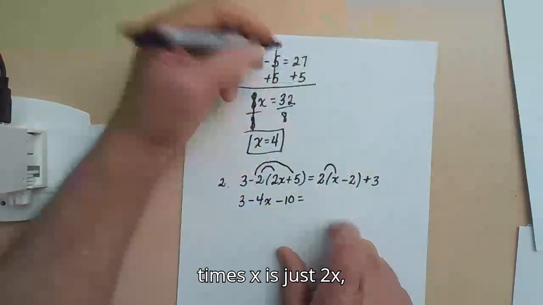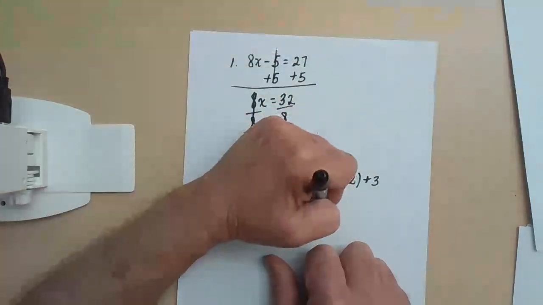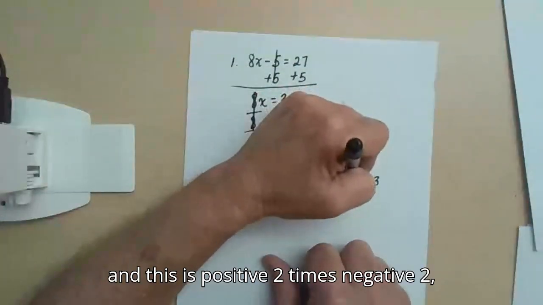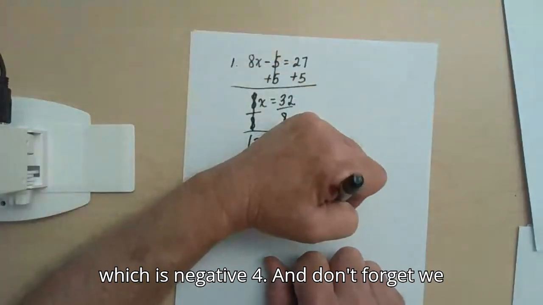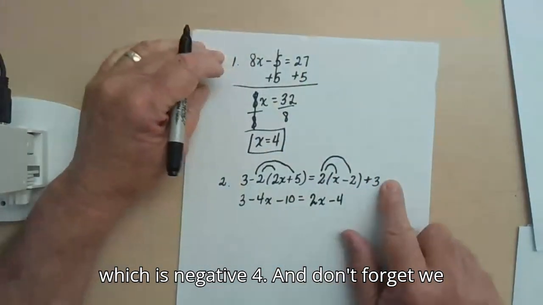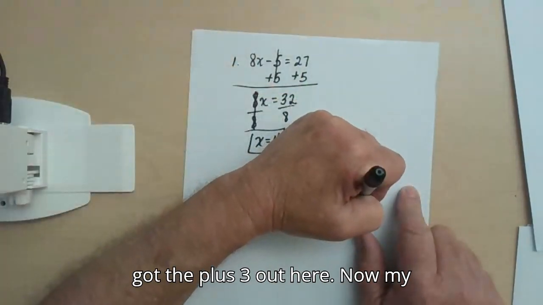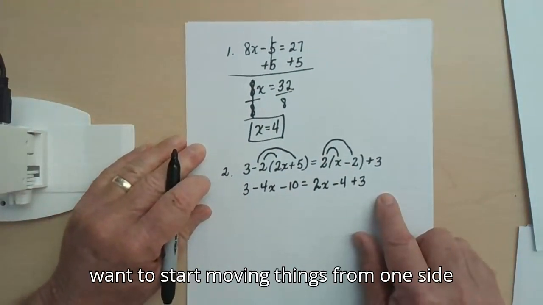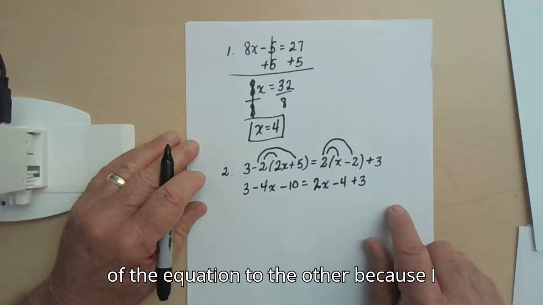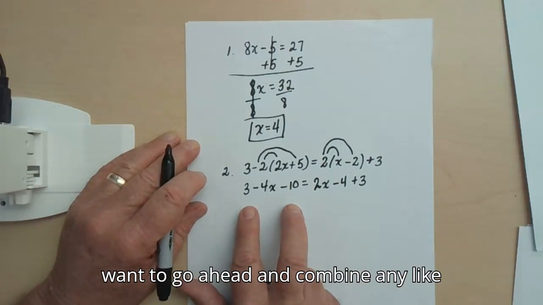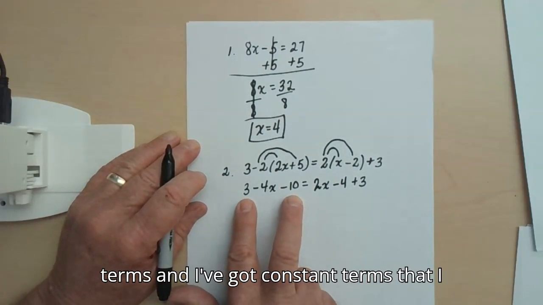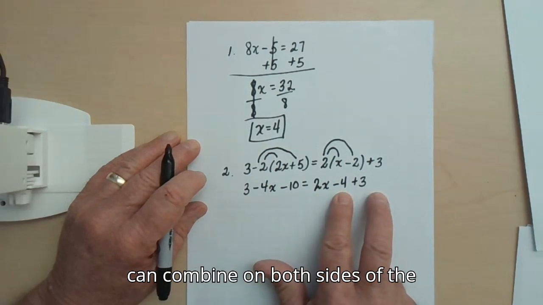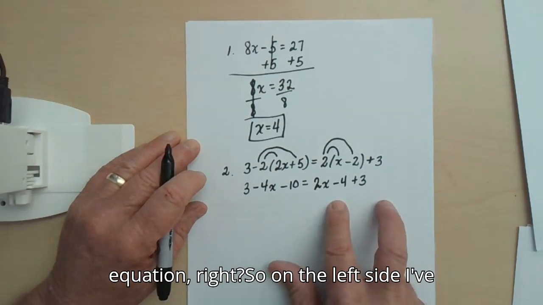Over on the right-hand side, I need to distribute this 2. 2 times x is just 2x. And this is positive 2 times negative 2, which is negative 4. And don't forget, we got the plus 3 out here. Now, my advice is, at this point, you still don't want to start moving things from one side of the equation to the other, because I want to go ahead and combine any like terms. And I've got constant terms that I can combine on both sides of the equation, right?